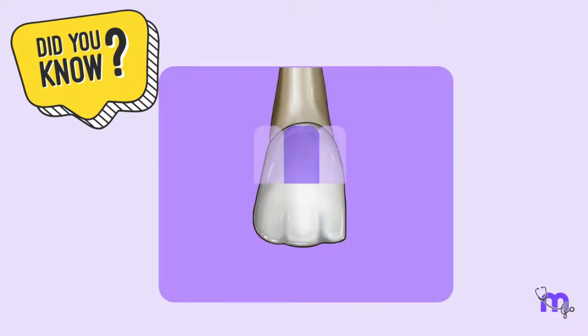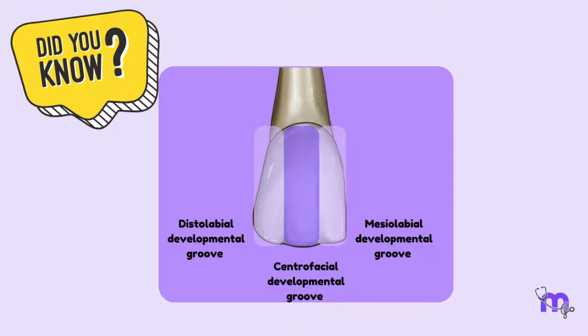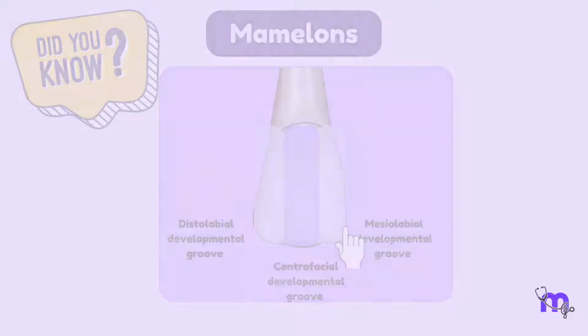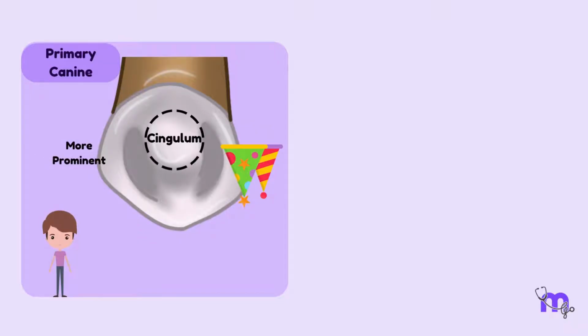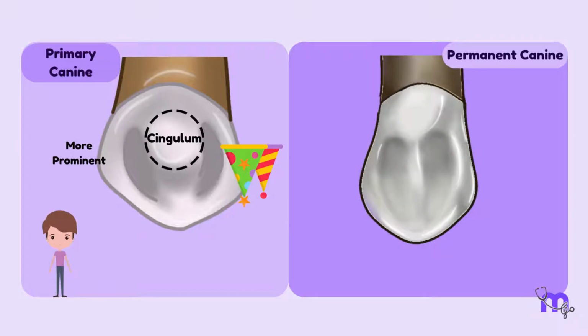Did you know? Permanent incisors develop from 3 developmental lobes, and these appear as elevations on the incisal surfaces, called mamelons. She then moved on to the primary canines, which were thin and conical, with a prominent cingulum, while the permanent canines were slightly bulbous and less conical, without a prominent cingulum.